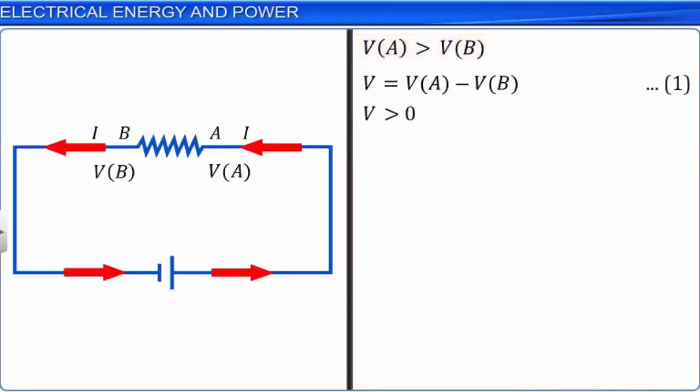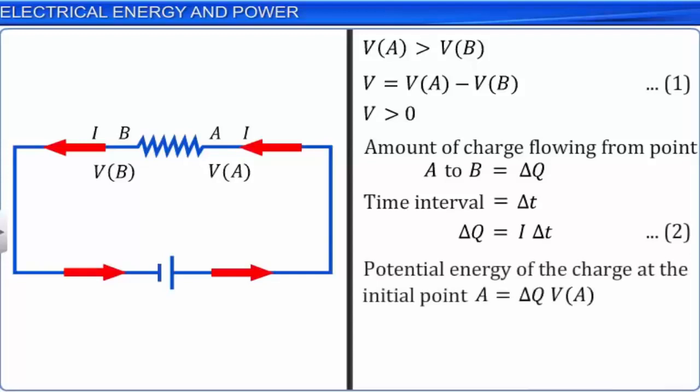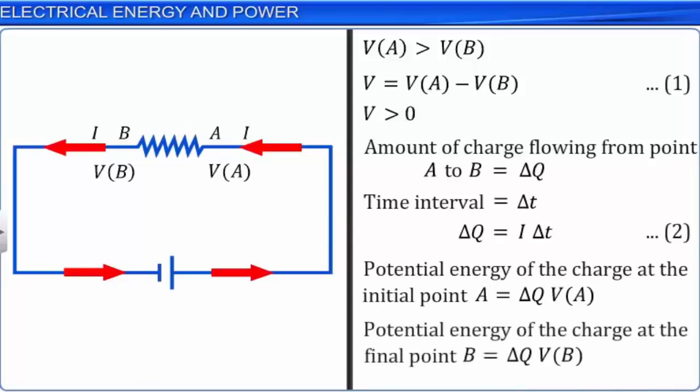Let the amount of charge flowing from point A to B be delta Q in the time interval delta t. Delta Q can be expressed as the product of I delta t. Let this be equation 2. The potential energy of the charge at the initial point A is delta Q VA. The potential energy of the charge at point B is delta Q VB.